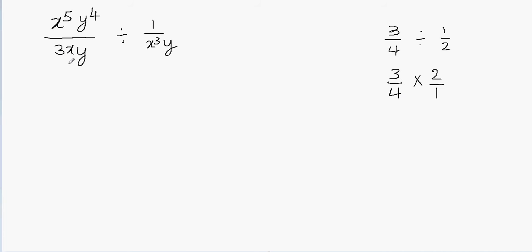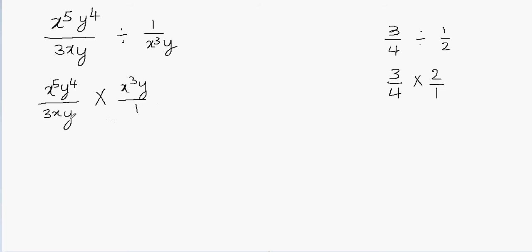We're going to use the same strategy for dividing rational expressions. So first of all, I'm going to change this division problem into a multiplication problem. I'm going to write the first fraction as it is, over 3xy, and then we're going to change the division sign to a multiplication sign, and then flip the fraction which is next to it. So the numerator becomes my denominator and the denominator becomes my numerator. So let's write this as x cubed y over 1.